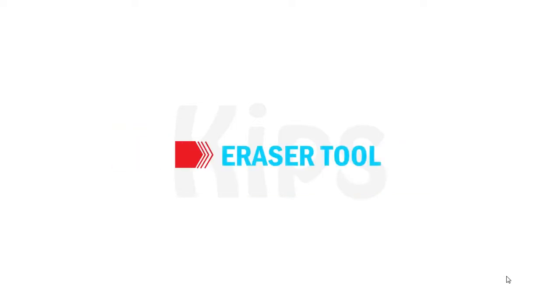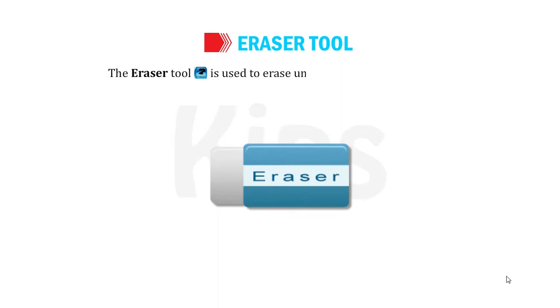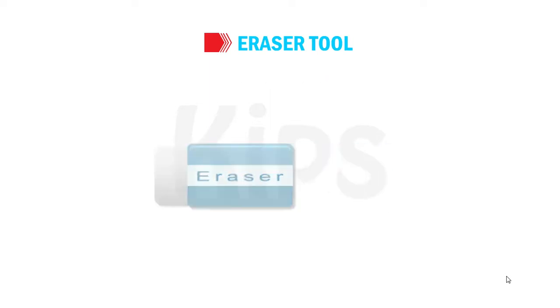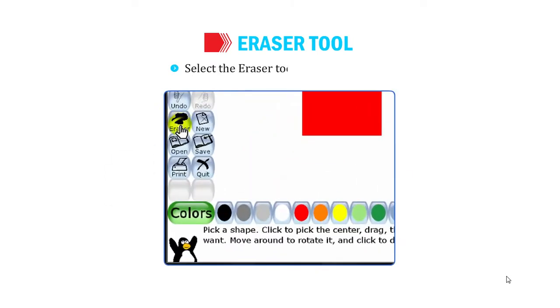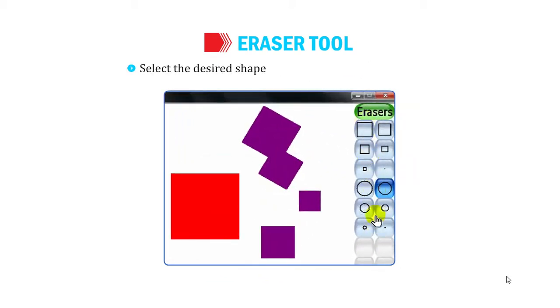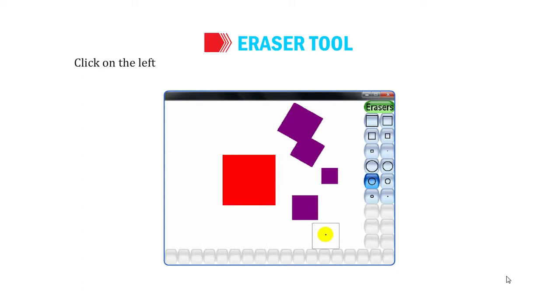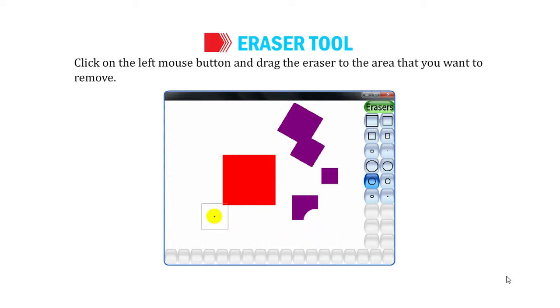Okay, let's talk about the Eraser tool. The Eraser tool is used to erase unwanted parts of the picture. It is very easy to use. Select the Eraser tool from the toolbox. Select the desired shape of eraser from the sub-toolbox. Bring the mouse pointer into the drawing area. Click the left mouse button and drag the eraser over the area that you want to remove.